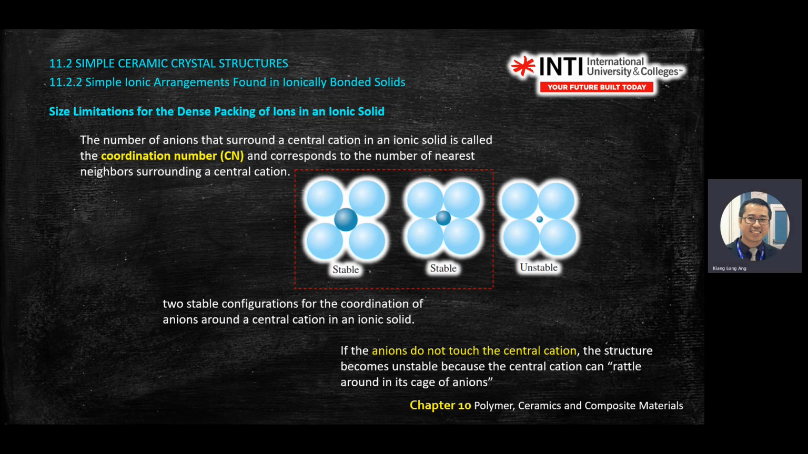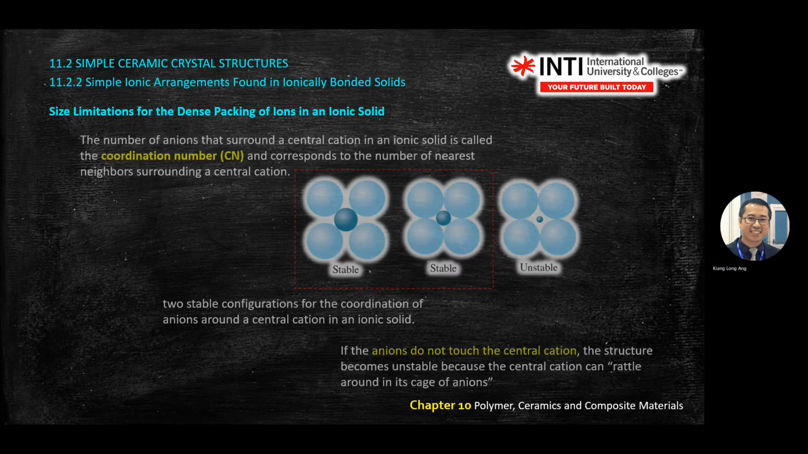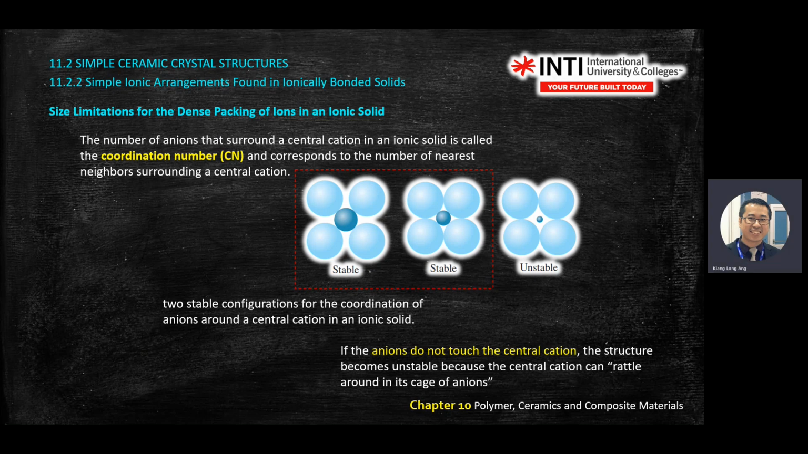So based on the slides, this is positive, negative, negative, negative. The logic that I always apply is that electron is the one that can go around, and positive and negative always attract each other. So positive charge always attracts negative. If the ion does not touch the central cation, then the structure becomes unstable.